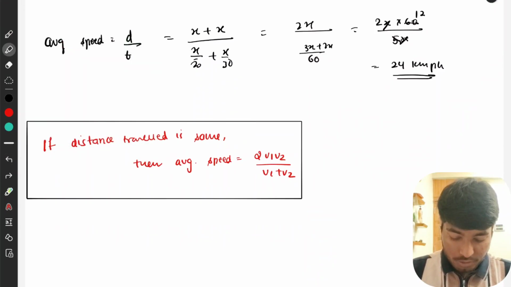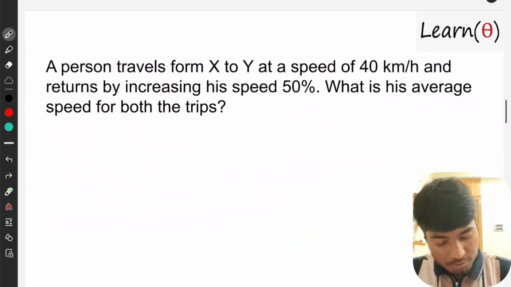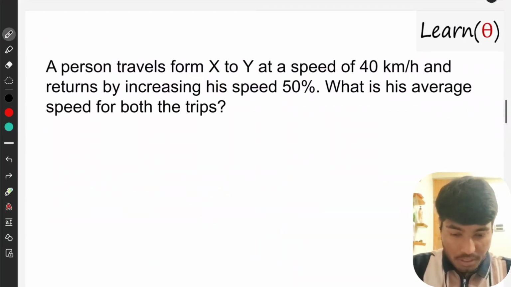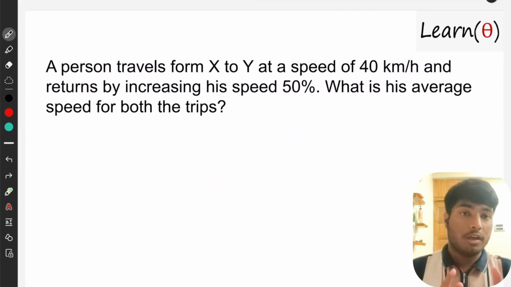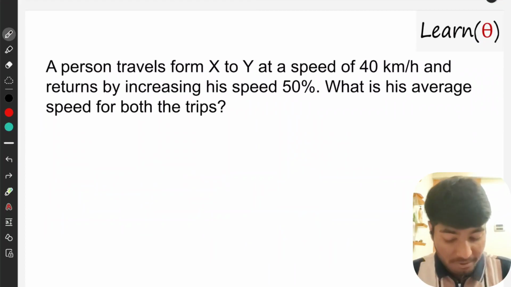Now let us take the next question. A person travels from x to y at a speed of 40 and returns by increasing his speed by 50%. He has increased his speed by 50%.